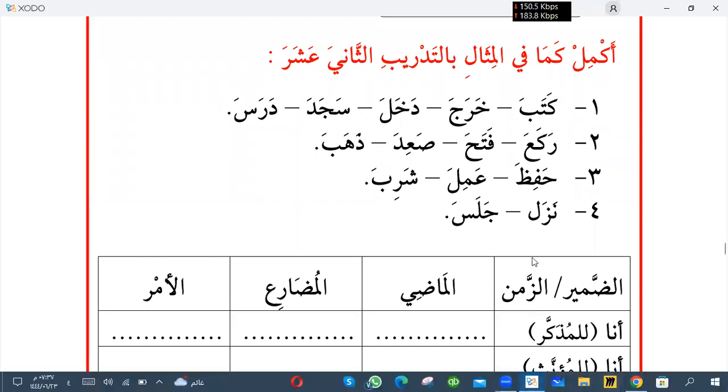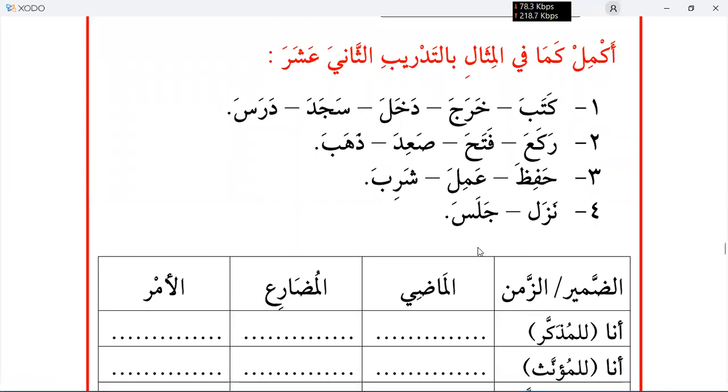Jalasa. And three of them sit. They sat will be jalasu. She sat, jalasat. They dual feminine sat, jalasata. And they sat three, that is three women, or more than three, will be jalasna.